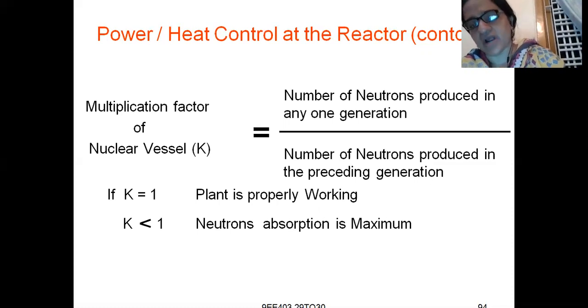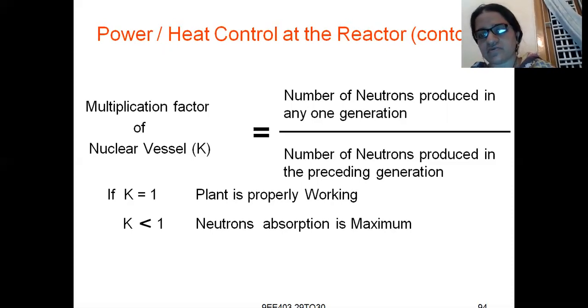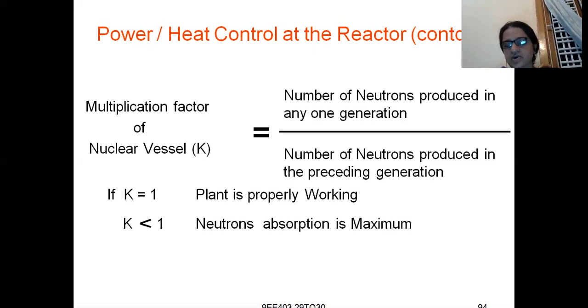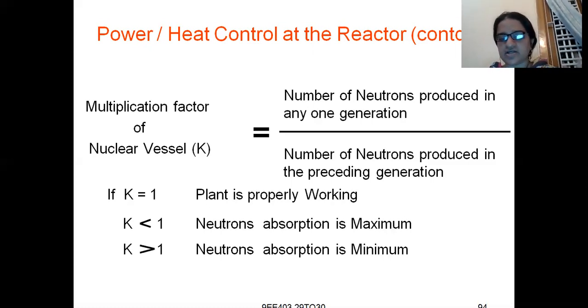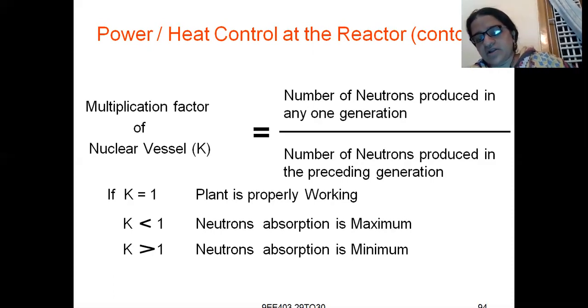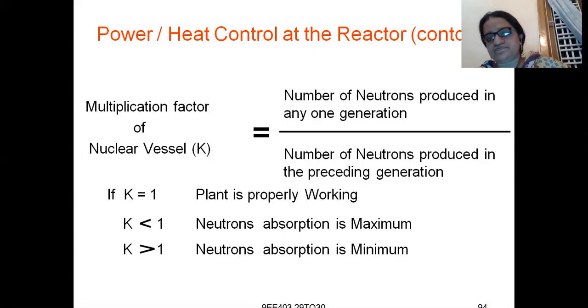If the multiplication factor of the nuclear vessel is less than 1, neutron absorption is maximum. If K is less than 1, then neutron absorption is maximum; if K is greater than 1, then neutron absorption is minimum. K greater than 1 means the number of neutrons produced in any one generation is more, and the number of neutrons in the present reaction is less. Okay, so K is greater than 1 and neutron absorption is minimum. Right.